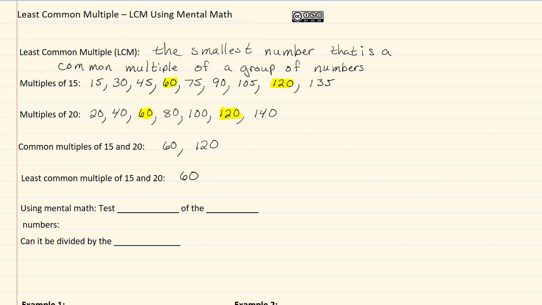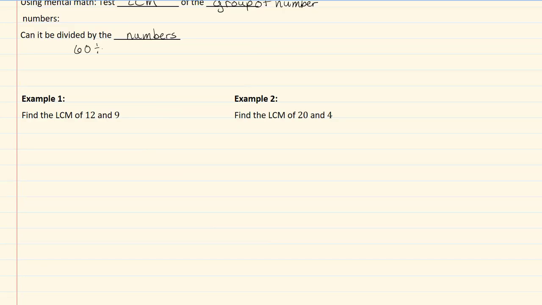Using mental math, we can test the LCM of the group of numbers by checking to see, can it be divided by the numbers? In other words, can 60 be divided by 15? We get 4, so the answer is yes. Can 60 be divided by 20? The answer would be 3, so the answer is yes. 60 checks. Let's take a look at our two examples.